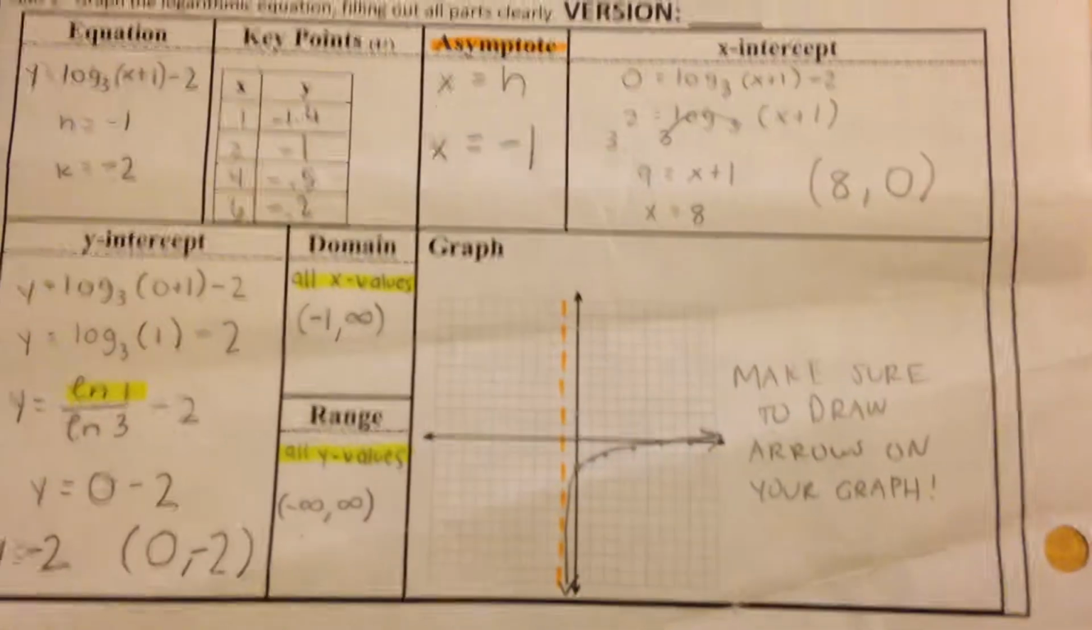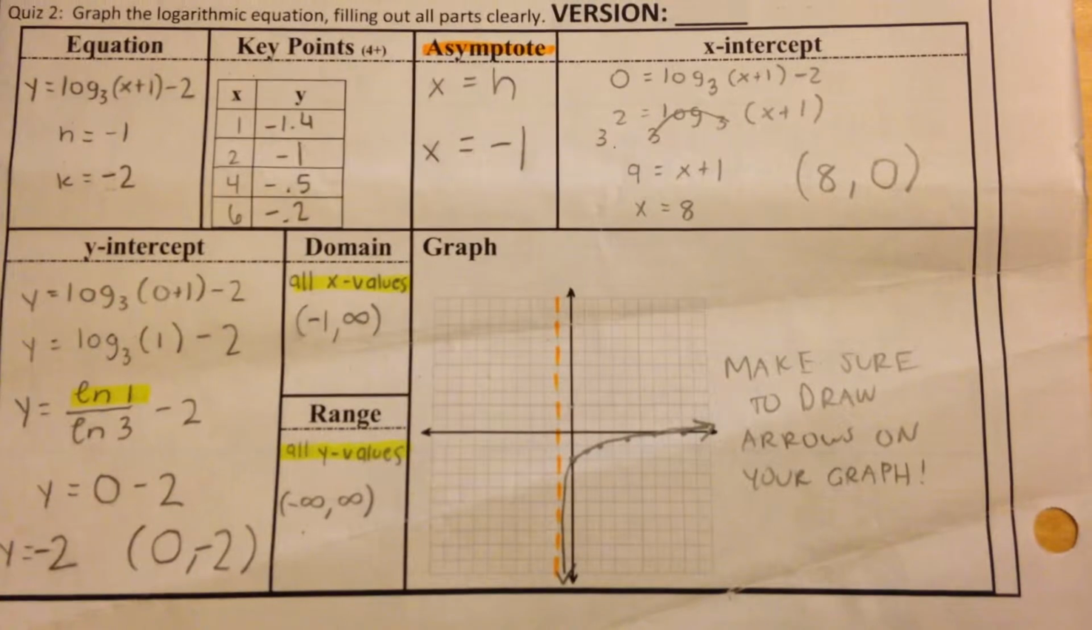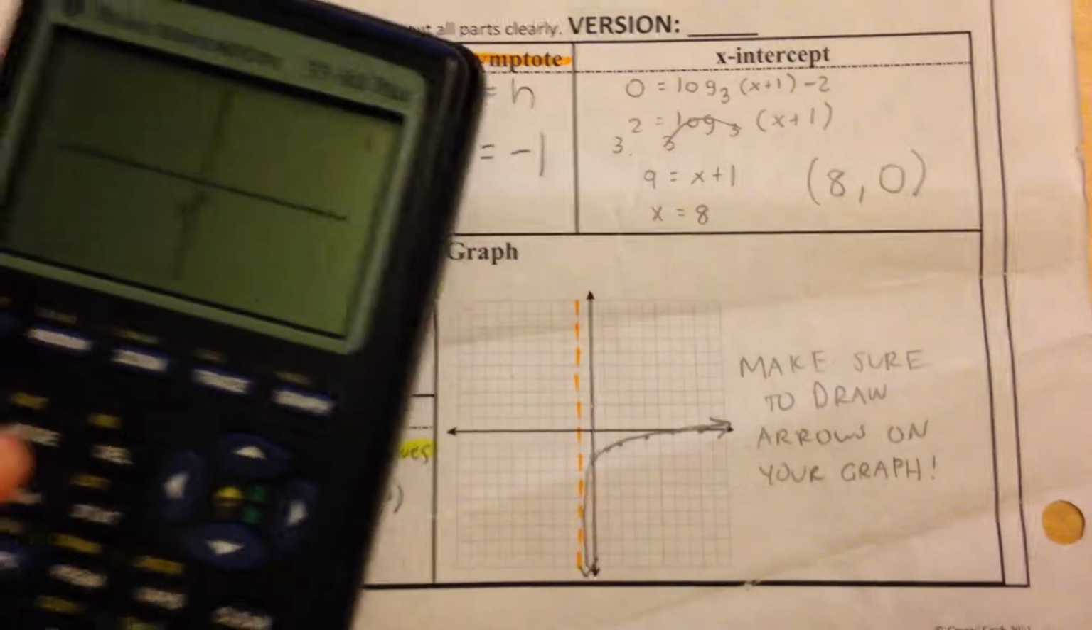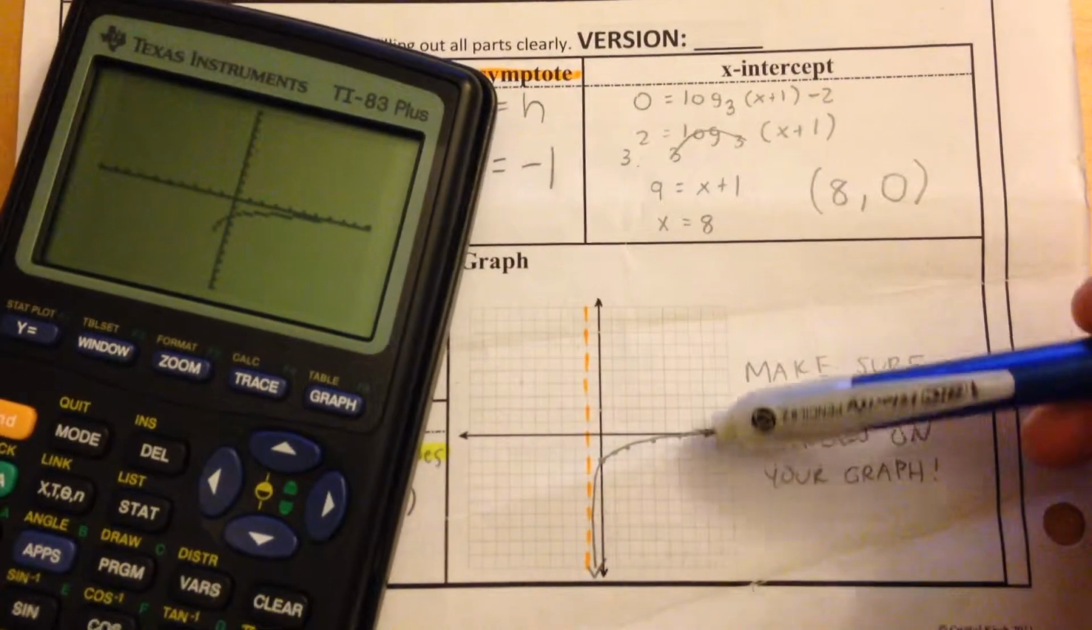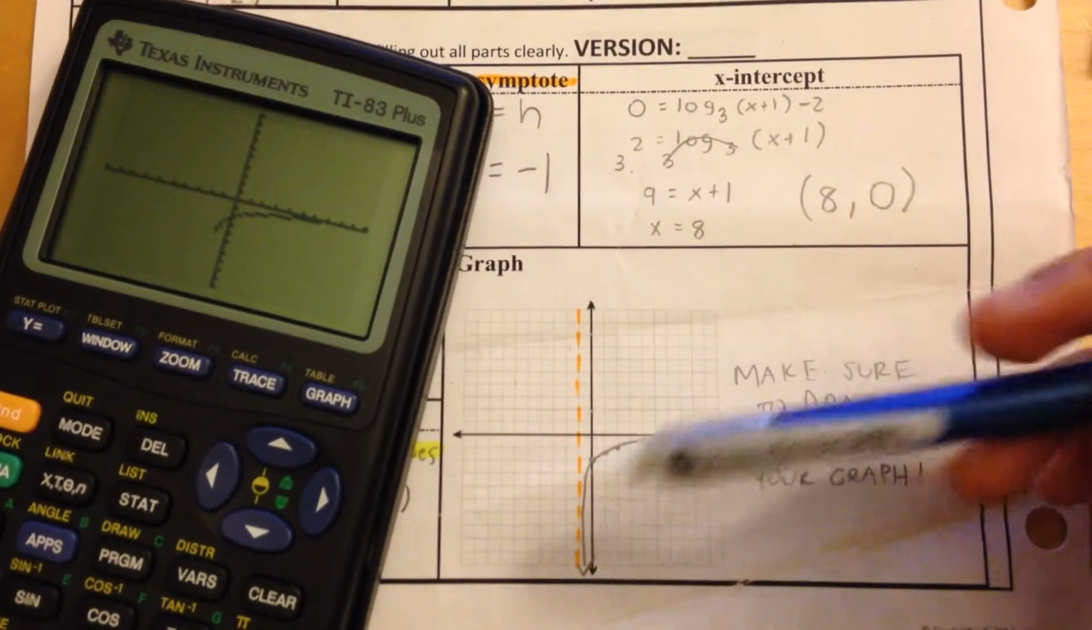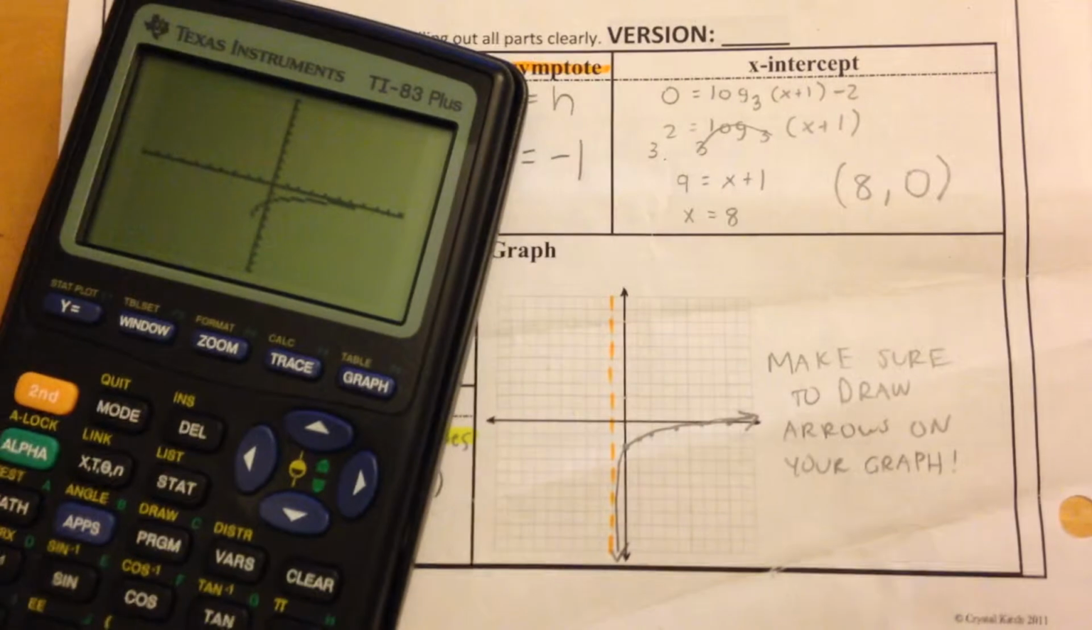Okay, and the last thing you need to do is just make sure to draw arrows on your graph, because as you can see here, the graph on your calculator does not show the graph continuing on. So that's what you need to make sure of.